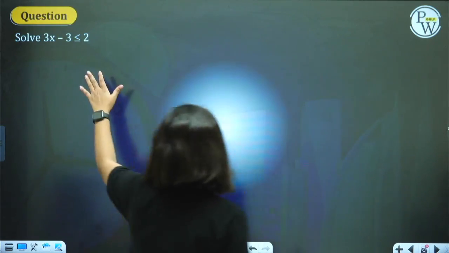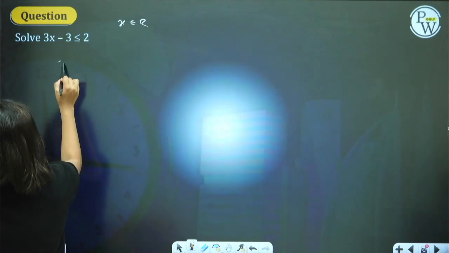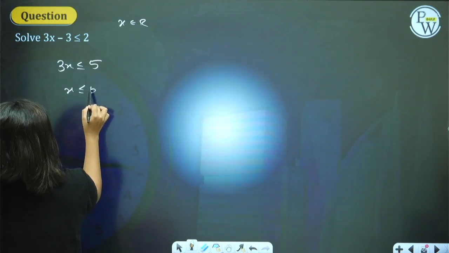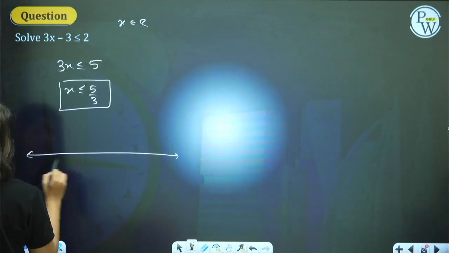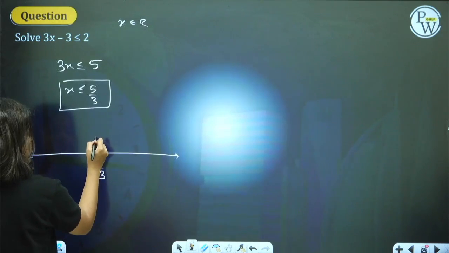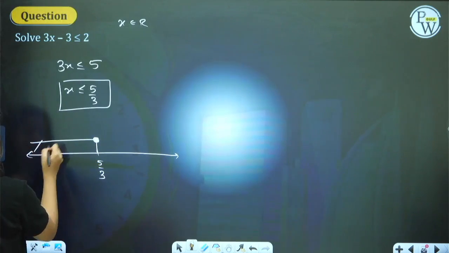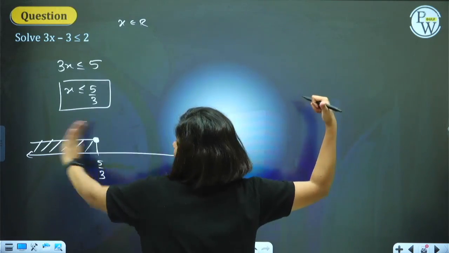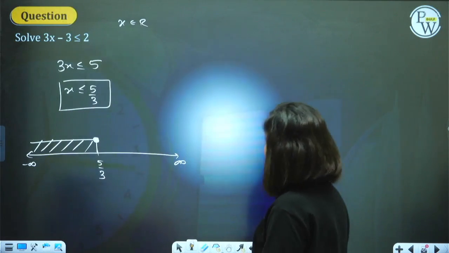Okay. Fine. So if you have a question like this and you have to represent it on a number line, assuming x belongs to real numbers, how will you do it? 3x minus 3 goes on the other side as 5. x is less than equal to 5 by 3. Right? On a number line, you will take the number 5 by 3. Less than equal to 5 by 3, guys. This time less than as well as equal to. Equal to means dot. And less means on the left. Less means left, greater means right. Less means on the left, minus infinity, on the right plus infinity.